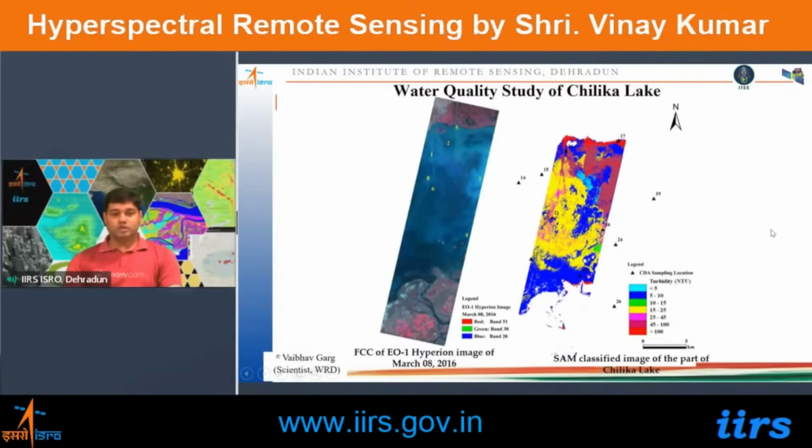Then water quality studies were done with Hyperion data, and the same was used for classifying AVIRIS-NG data. In these different locations, reflectance spectra were collected from a ground spectroradiometer, and then turbidity was calculated for different areas. So you can see how the turbidity is varying for this Chilika.